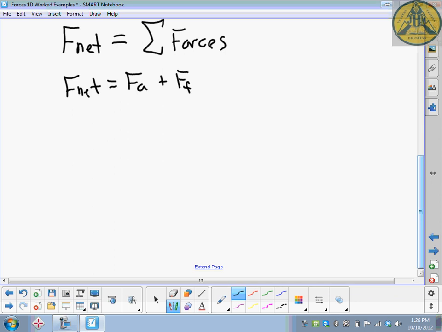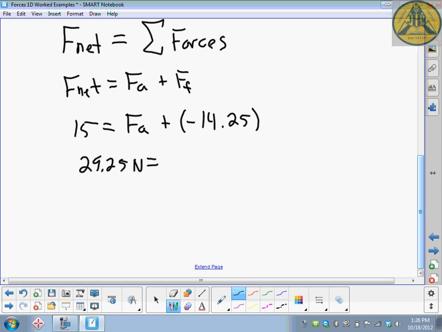Net force we're given in the problem to be 15. Force applied we're trying to figure out. Force of friction is 14.25, but that is opposite the direction of motion when we go to add our forces together, so I have to put that in as negative. So when you calculate force of friction, sometimes you get out the magnitude. When I put it in my net force equation, it's a vector sum, so that negative needs to be in there. So when all is said and done, adding 14.25 to both sides, 29.25 newtons is our applied force.